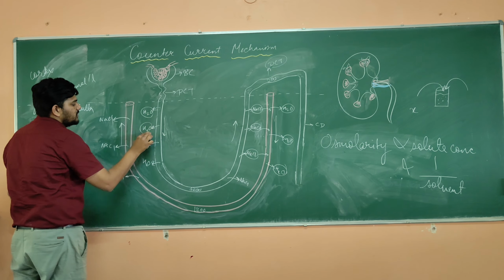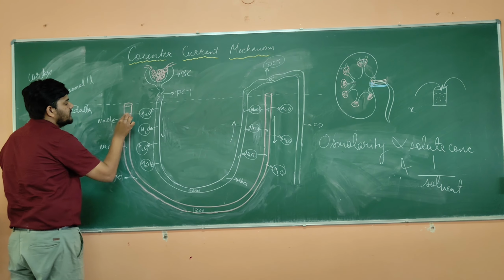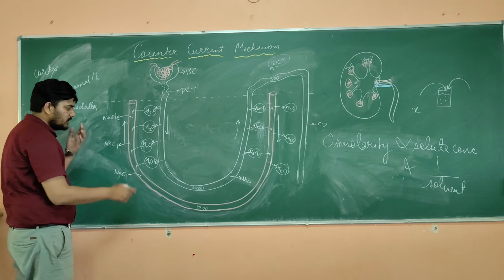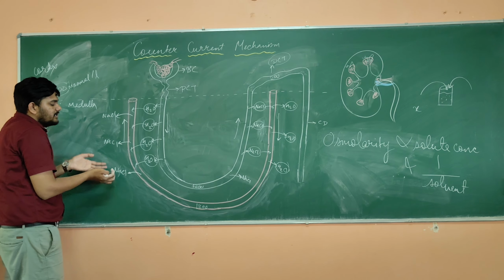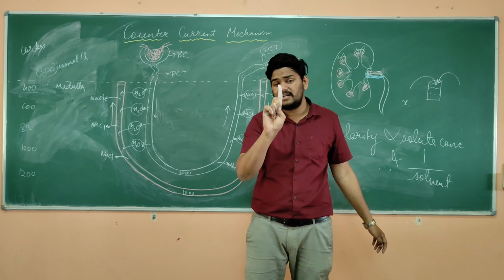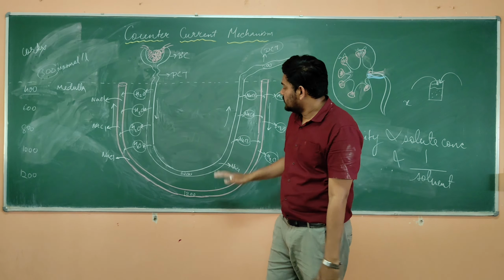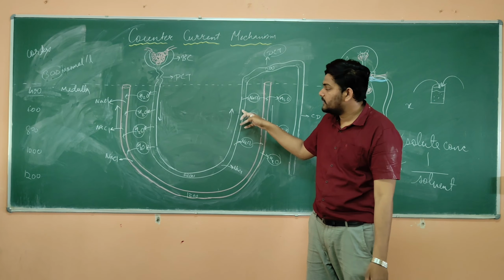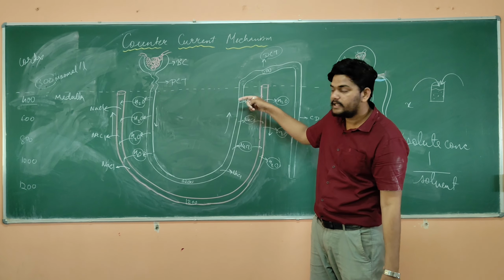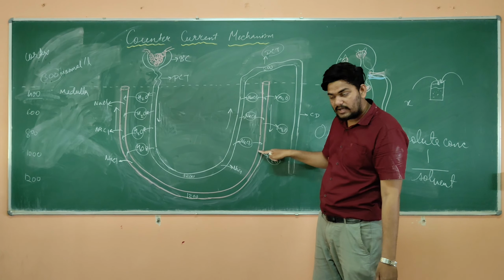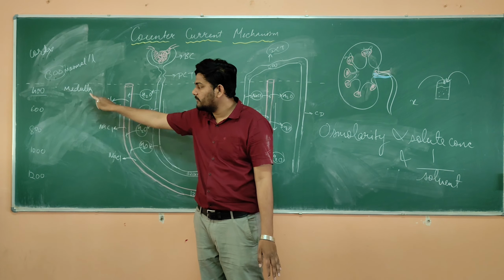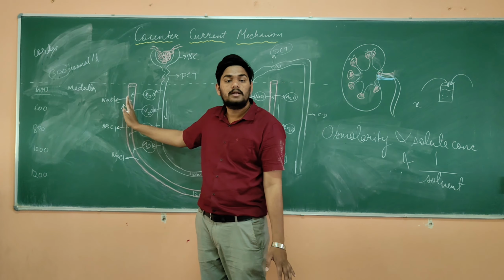Now the water which is released here can also be exchanged by the ascending loop of vasa. See, if it is taking water and removing NaCl, in both cases it is decreasing the osmolarity. So this is what happens, and there is a very important sentence in NCERT also: the NaCl which is released by the ascending loop of Henle is exchanged by the descending limb of vasa recta, and that NaCl is again returned in the medullary matrix by the ascending limb of vasa recta.